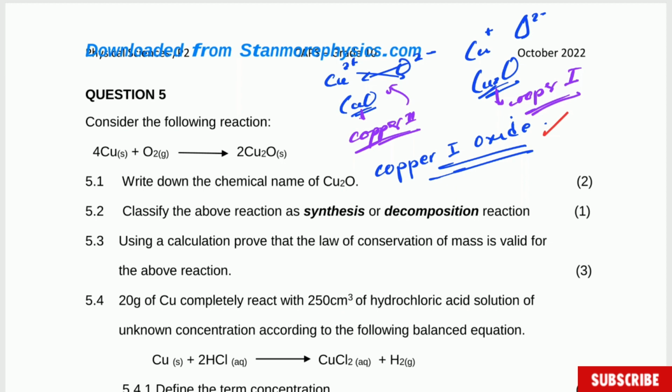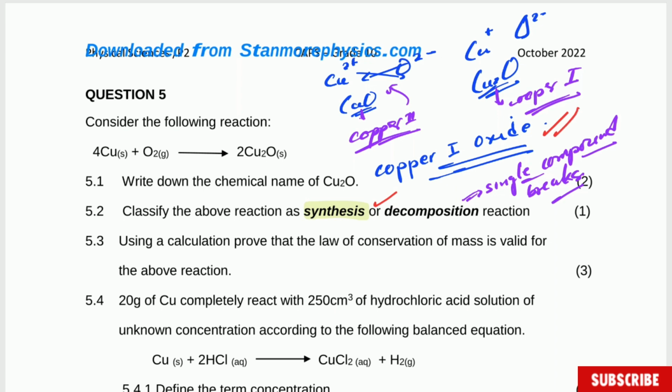Classify the above reaction as synthesis or decomposition. Now, decomposition is when a single compound breaks. So let's write it there. Decomposition is when a simple compound breaks. However, this one doesn't break, it is forming. So this reaction here is synthesis, and if you select synthesis, you will get 1 mark. And there are 2 marks for saying copper 1 oxide.